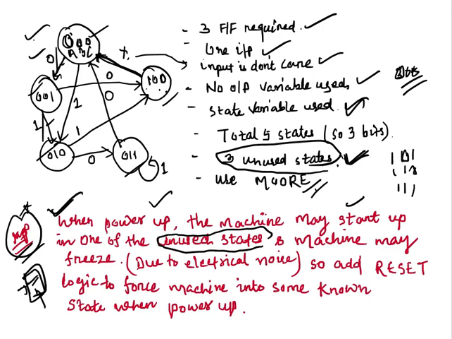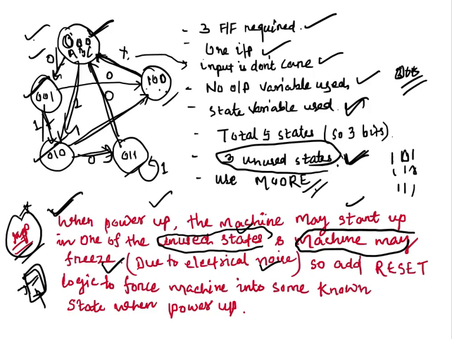We know that when the state is this one and some input comes, it will move to this one. Then when some input comes, it will move to this one, and from there is a transition. But because of some electrical noise, if the machine starts in one of the unused states, then the machine may freeze. You remember the hanging of a mobile device or some electronic gadget; sometimes it hangs.